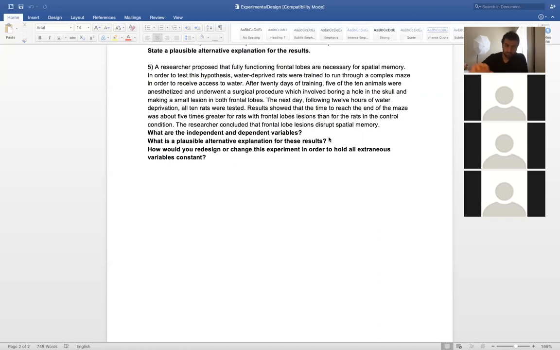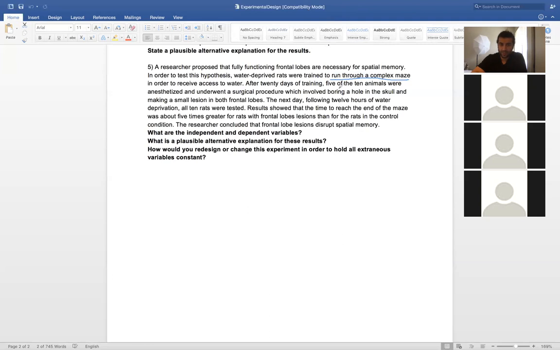So if we read it again, let's make notes as we go. The researcher proposed that fully functioning frontal lobes are necessary for spatial memory. In order to test this hypothesis, water-deprived rats were trained to run through a complex maze in order to receive access to the water. So they were running through the complex maze in order to receive access to the water.